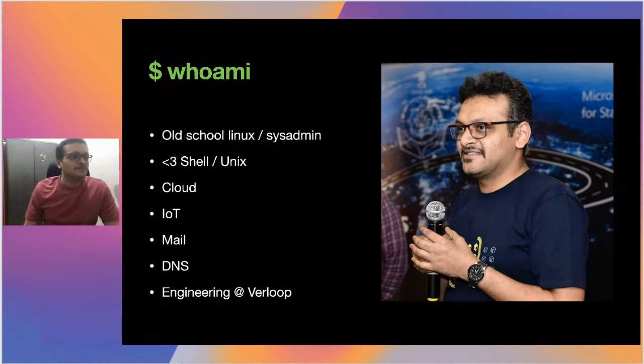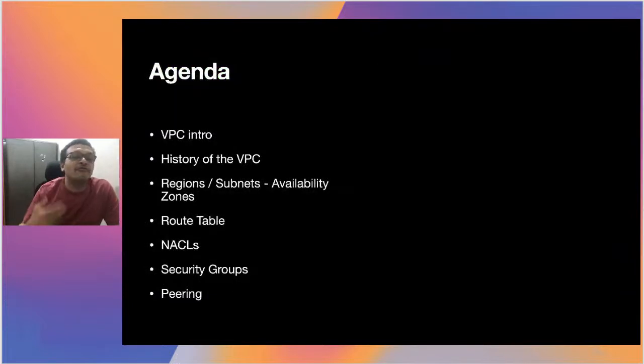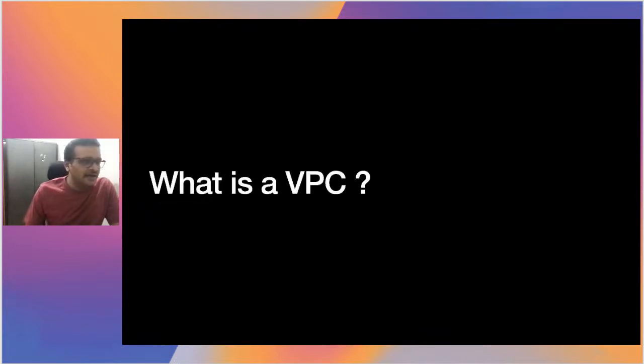So what are we going to look at in the next 45 minutes? We're going to look at a very quick intro of what a VPC is, what is the history, how did it come to be, what are regions, what are subnets, what are availability zones, what are route tables, what are what we call NACLs, what are security groups, and in case you've seen this in action, what is VPC peering, right? So let's get started.